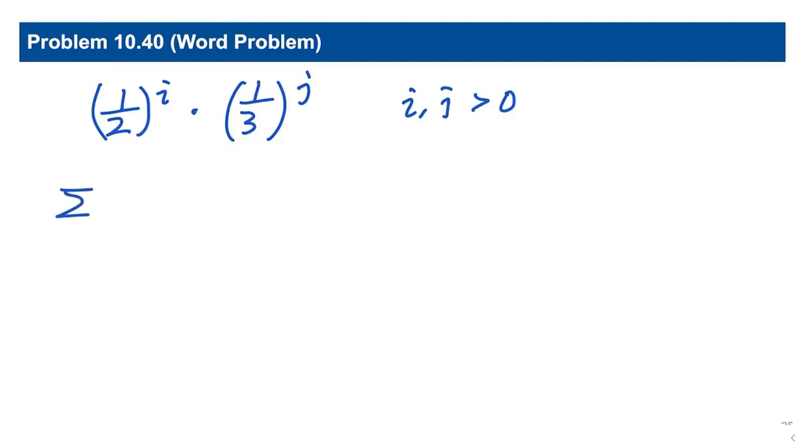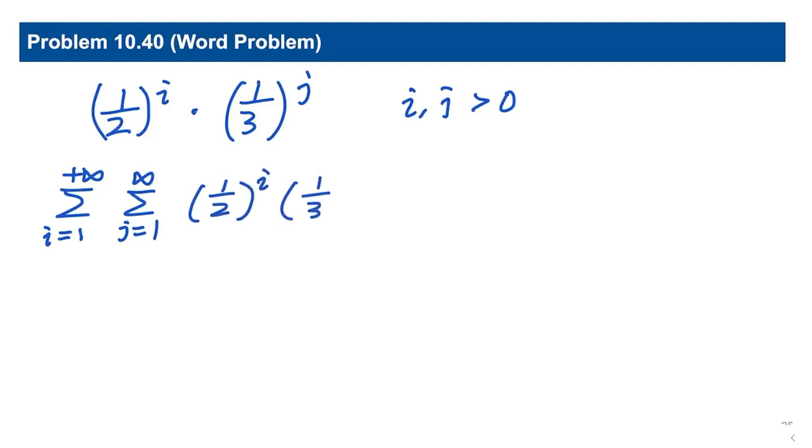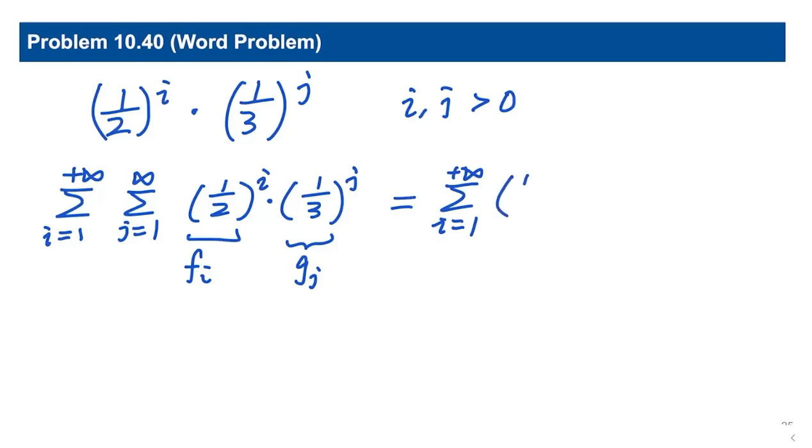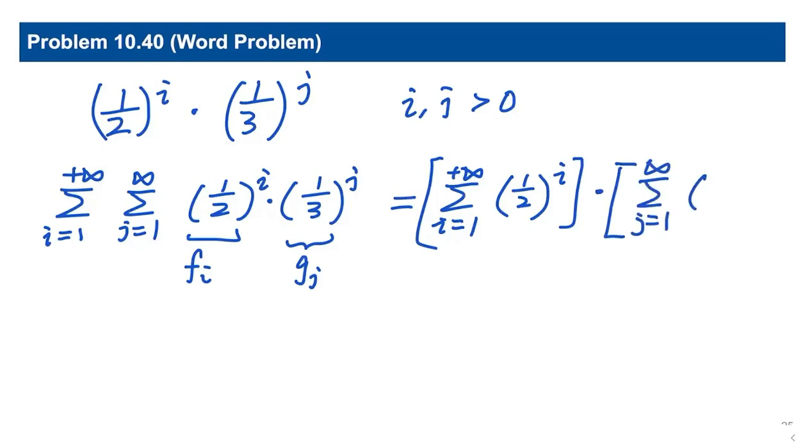So the sum is going to be the sum over i from 1 to infinity, sum over j from 1 to infinity, of 1/2 to a power i times 1/3 to a power j. This is a function of i. This is a function of j. We talked about this. We can represent it as the sum over i from 1 to infinity of 1 over 2 to a power i, times the sum over j from 1 to infinity of 1 over 3 to a power j.